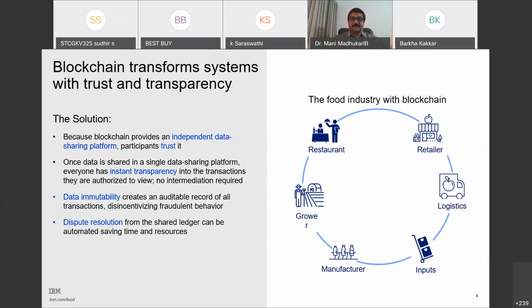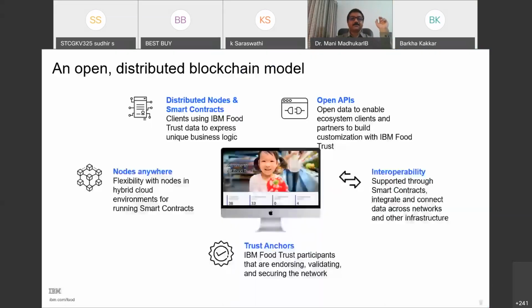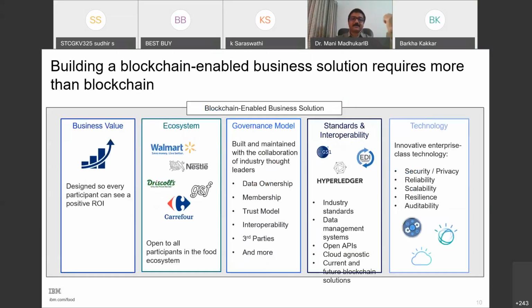There is transparency, there is immutability, and there is easy dispute resolution in case it arises, because everybody has the same visibility of the truths, and everybody has the same copy of the ledger. So that's when 2 years back, IBM came up with this solution called Food Trust, along with a few more partners like Walmart, Nestle, Driscoll, Carrefour. These are our partners who are already onboarded on this.